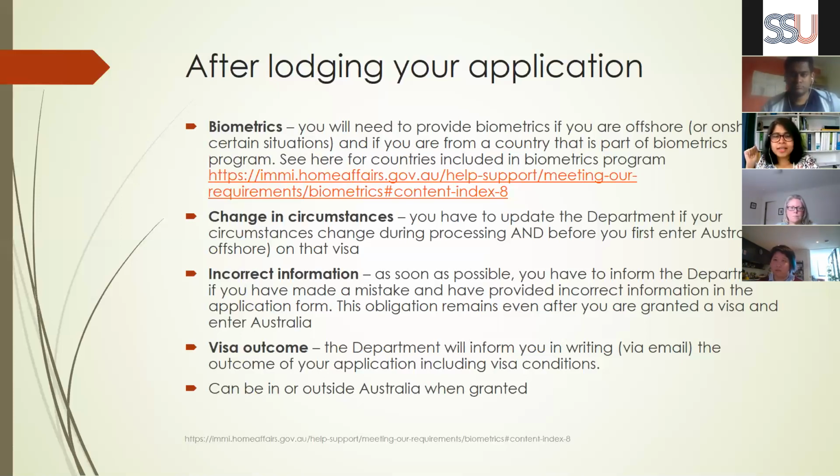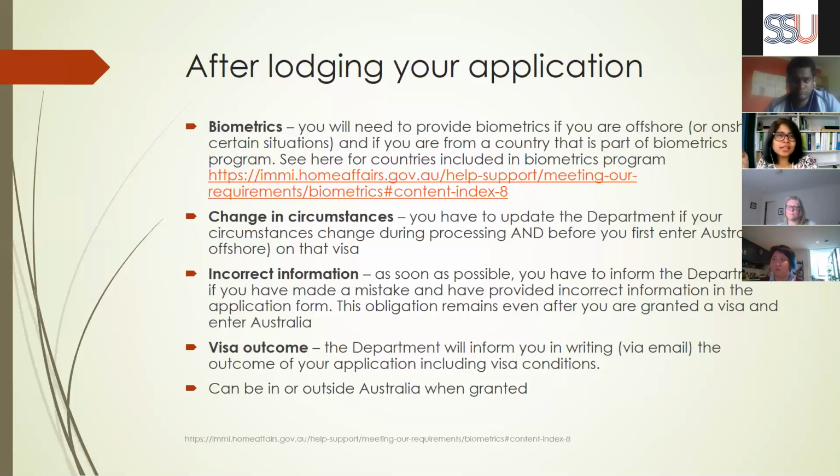And the other thing is changing circumstances during the processing. You have to update the department of any change of circumstances. For example, if you change your address or contact details, if you got married, or you have a child join your family, a newborn child, you have to update the department. This responsibility remains until you are granted the visa, if you are in Australia. If you're outside Australia, this responsibility extends until you first enter Australia on that particular visa.